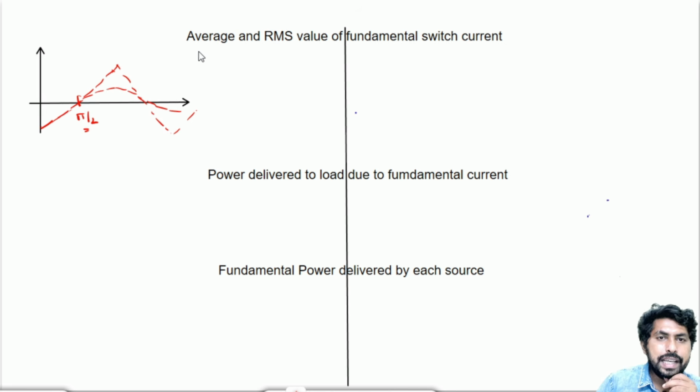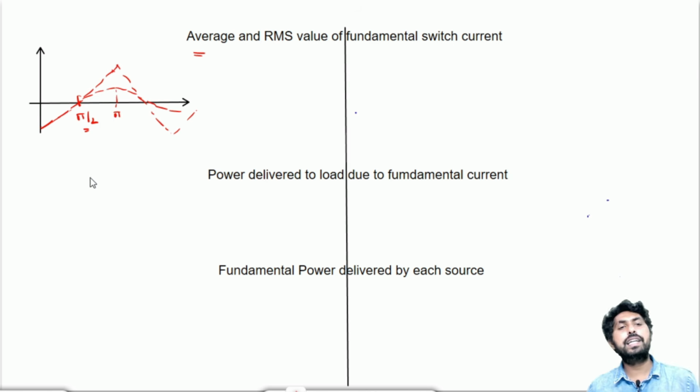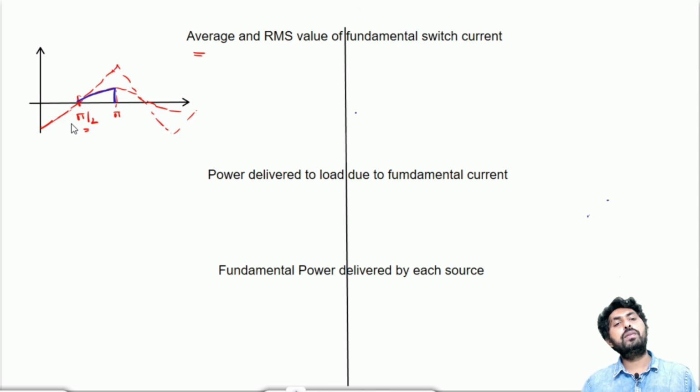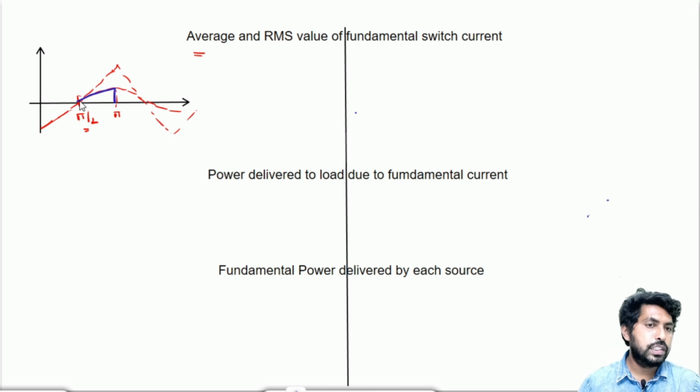For the average value and the RMS value of the switch current, the switch is conducting in between the period of pi by 2 to pi. So if I draw the switch current in this, how will it be? The switch current will be like this. The fundamental switching current will be like this, because it is conducting in the period of this one.